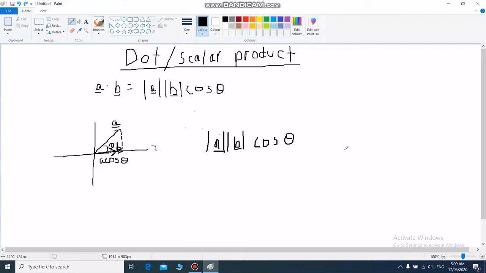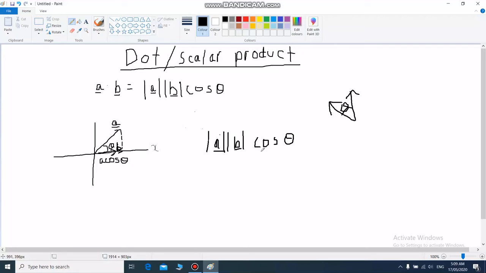So some of you might be wondering, okay, that's great when it's on the x-axis, but what if you have two vectors just randomly like that? You can, so let me just draw it a little bit better. If you have a vector like that, then how do you know what the projection is?